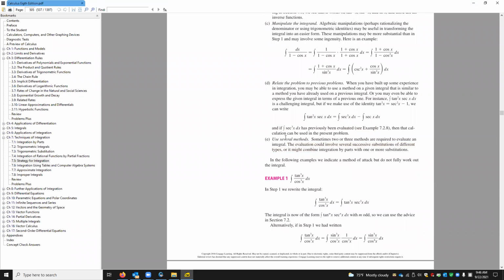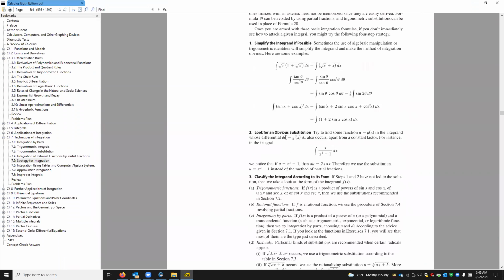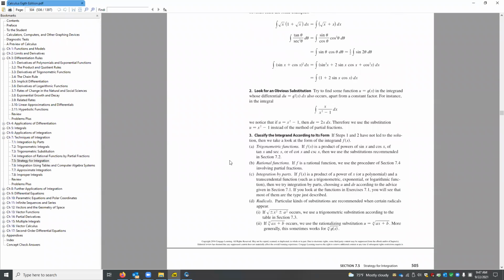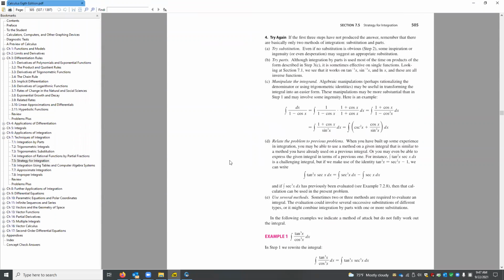All right. So this is the book's full description of the strategy. This is how I usually think about it. Do some algebra that doesn't jump out at you. Look for a basic substitution. If nothing like that is going to work, ask yourself, does this look like it belongs in any of the sections we've covered? Does it look like an IBP problem? Does it look similar to what we did in 7.1? If not, does it look similar to what we did in 7.2? If not, does it look like what we did in 7.3? And so on. And then if none of that works, try a more creative substitution, like one of those rationalizing substitutions, or try subbing and then doing something else, like substitution then integration by parts, substitution then partial fractions. And they just say, try again if you're stuck.